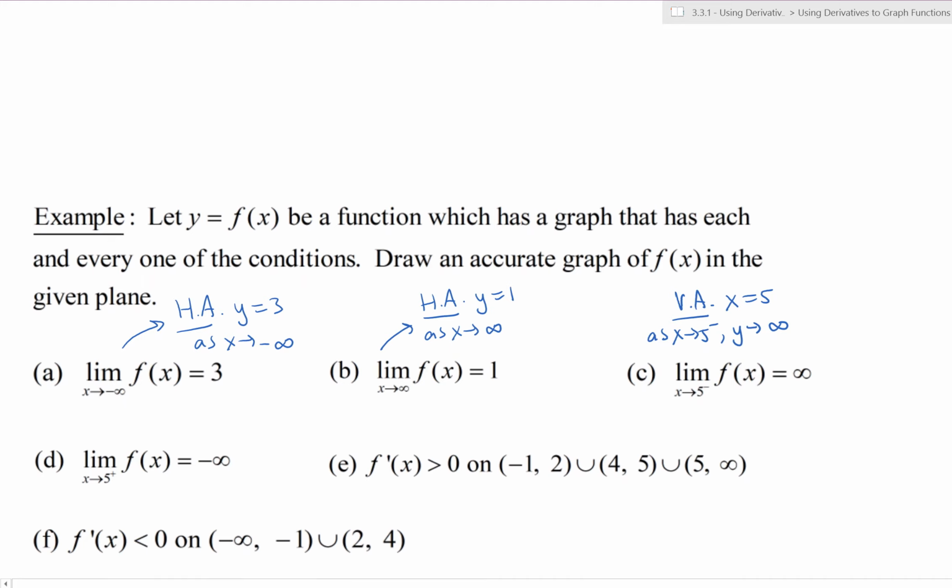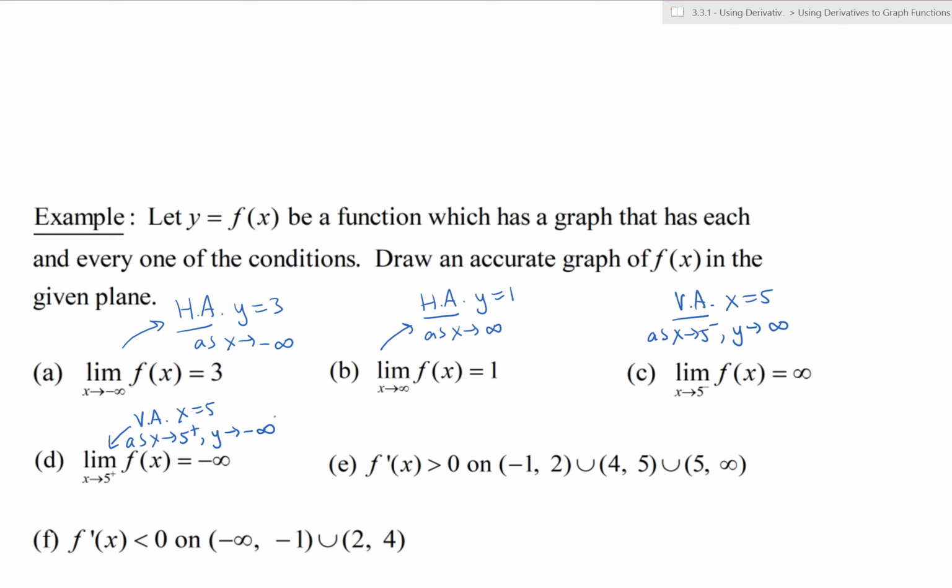You can see there's a part F. There's more to come. In part D, as x goes to 5 from the right, the function goes to negative infinity. So again, we have the same conclusion as the previous part, part C: there's a vertical asymptote at x equals 5. But in this case, as x goes to 5 from the right, the function is going to negative infinity. So it has opposite behaviors on the left and right hand sides of 5 for this vertical asymptote.